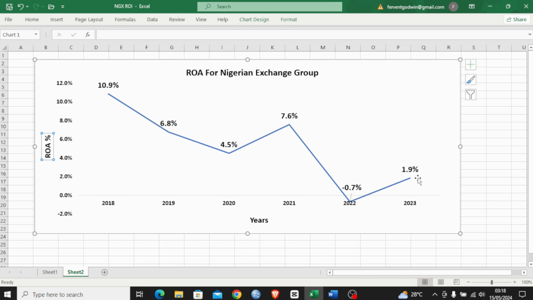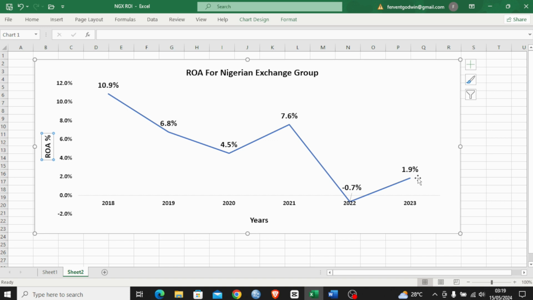Then also non-financial factors. The return on assets does not account for qualitative factors such as customer satisfaction, brand strength, or market conditions, so it only takes into consideration financial factors. There are different ways whereby this metric, this ratio, can be improved. For example, an organization experiencing a very low ratio like we have. There are different ways to adopt.